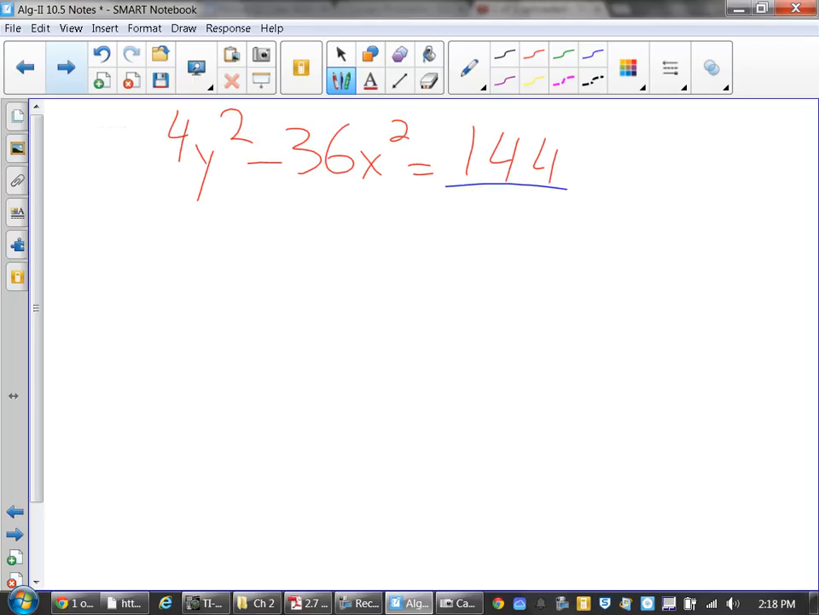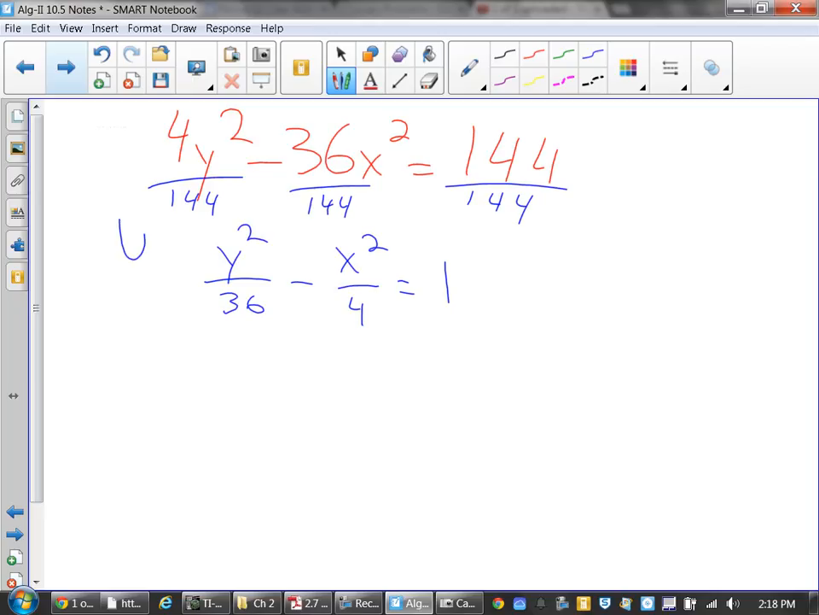What's 144 divided by 4? 36. Now, what comes first, y squared or x squared? Y squared. So will this be up and down or left and right? Up and down. So make a little sketch so you don't screw up anything. Okay. What's your a squared value? 36. Good.